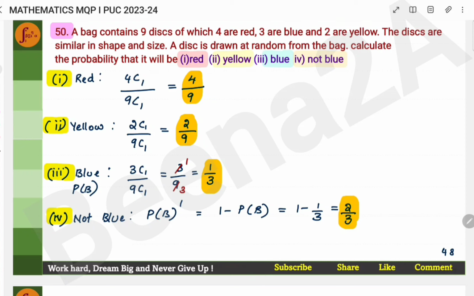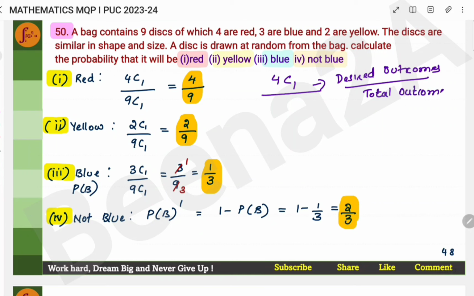First we'll take red. So you have 4 red, 3 blue and 2 yellow. You have to find the probability that the disc is red, right? The disc that you pull out from the bag should be red. How many red are there? 4. How many do you need to pull out? 1, right? So this is the desired outcomes. Probability formula: desired outcomes by total outcomes. What is total outcomes? 9 discs you have and you have to pick 1. So 9C1. So when you solve this, you'll get 4 by 9.